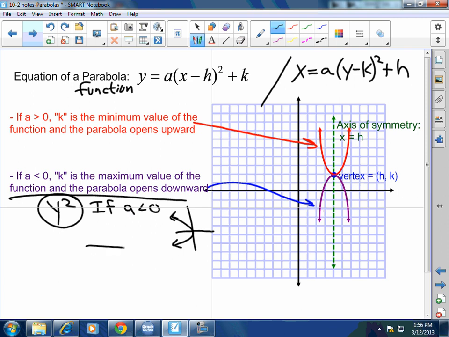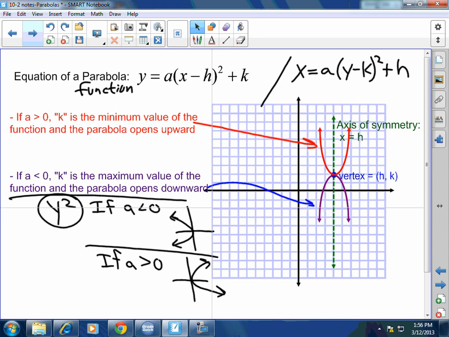And we will go over all of this in greater detail. If a is greater than 0, then that means it's going to open up towards the right. So in a function form, when x is squared, if a is greater than 0, points up. If a is less than 0, points down. When y is squared, the non-function form, if a is less than 0, it opens to the left. If a is greater than 0, it opens to the right.